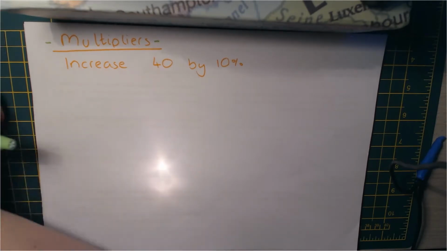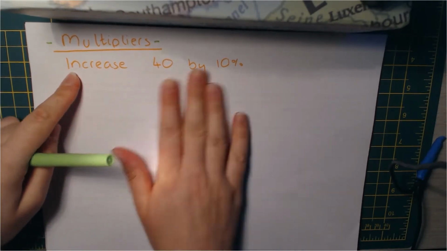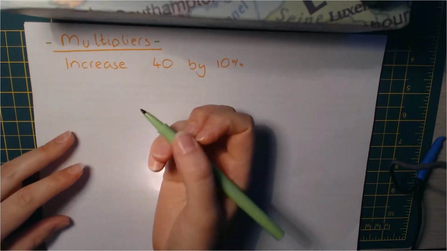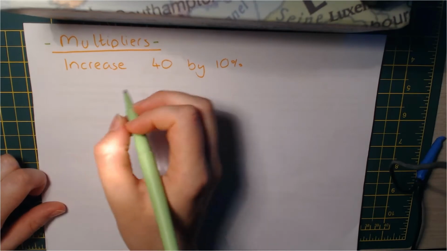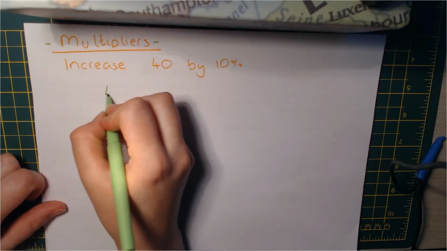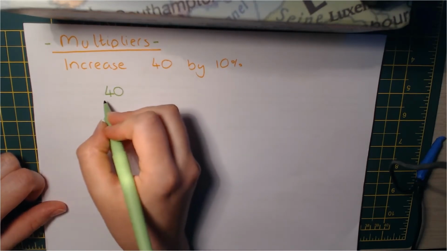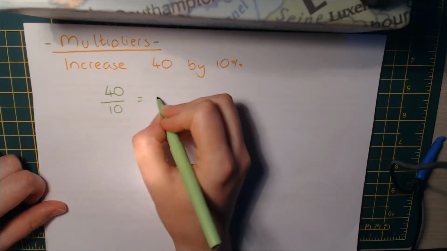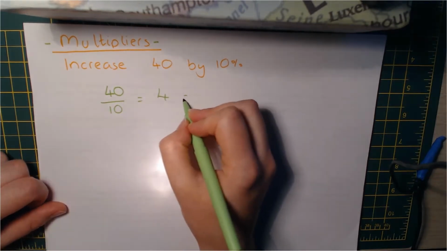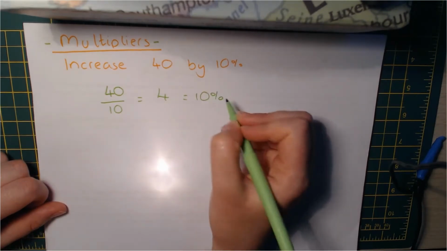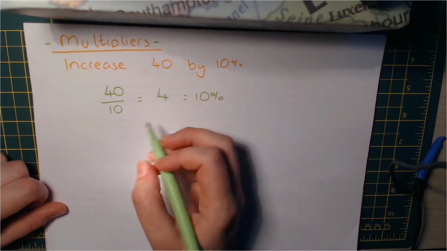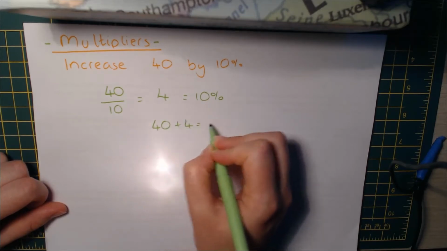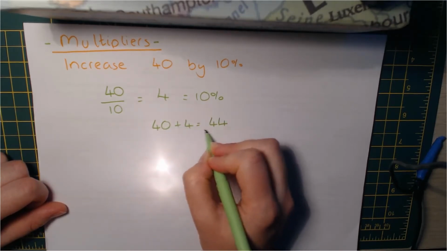So the first thing we're going to look at is how we've always done this traditionally, and to do an increase by 10%, I know what most of us have always done is we'll find 10% of 40, so that's 40 divided by 10, which is 4, okay, so that's our 10%, and then we've added that to the 40 to increase it, so 40 add 4, which is 44, and there's our answer.